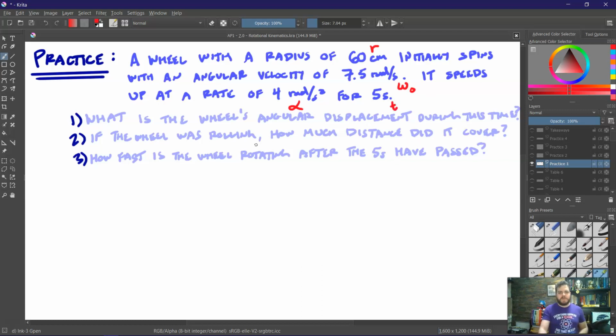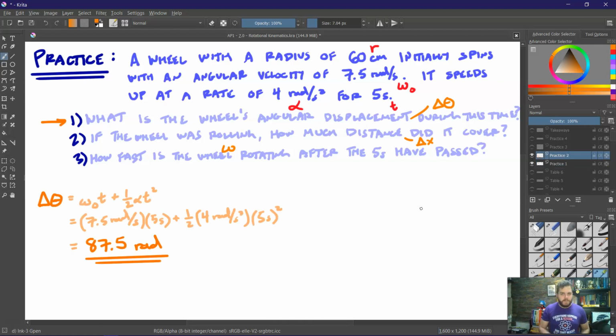And we want specifically, let's change the colors up a little bit, the wheel's angular displacement, so we want delta theta. We want how much distance it covers, so really that is asking for delta x, specifically at the edge of the wheel, and how fast it is rotating after 5 seconds, we want omega. So let's first do this first one, looking for delta theta. I would use one of the kinematic equations, specifically the one that involves omega naught, t, alpha, and delta theta, and I would substitute in. So I have omega naught times t plus 1/2 alpha t squared, and I get that the entire wheel has gone through 87.5 radians during these 5 seconds.